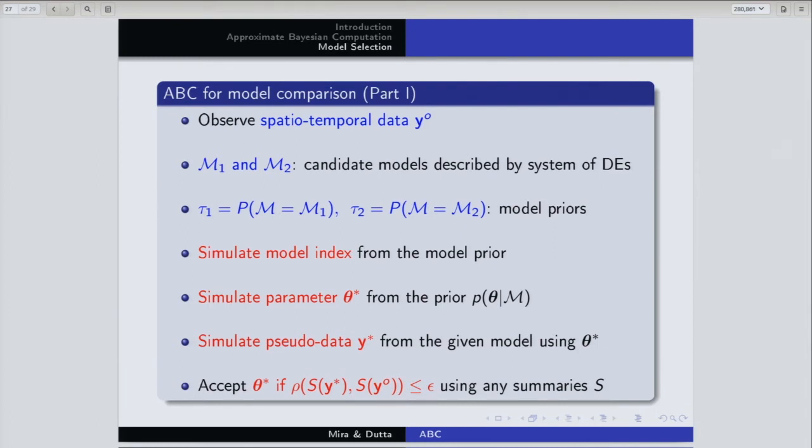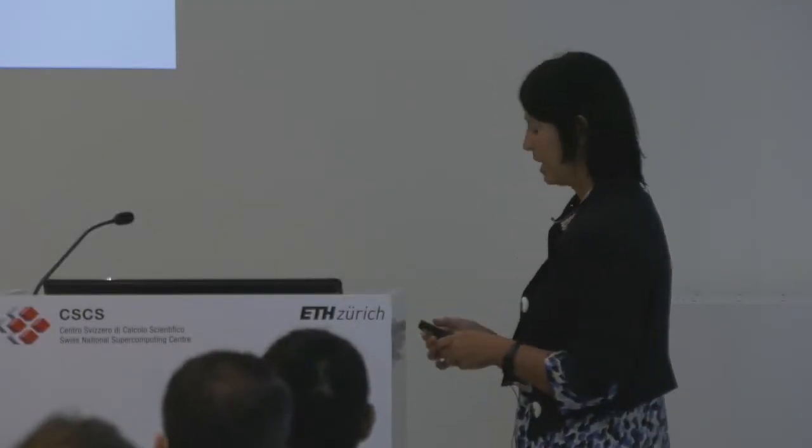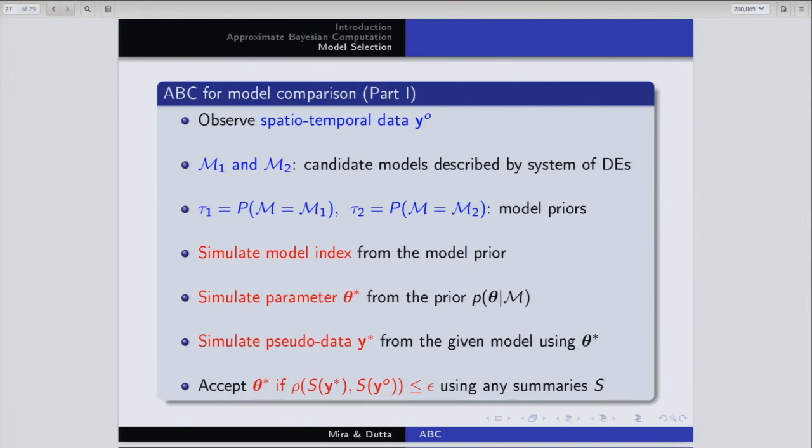Then you simulate a model index. If my prior is 1/2, 1/2, I toss a coin. If it's head, I choose model 1. If it's tail, I choose model 2. Then suppose I've chosen model 1. I simulate a value of the parameter from the prior distribution of model 1 on the parameter space, simulate the data, and do this comparison.